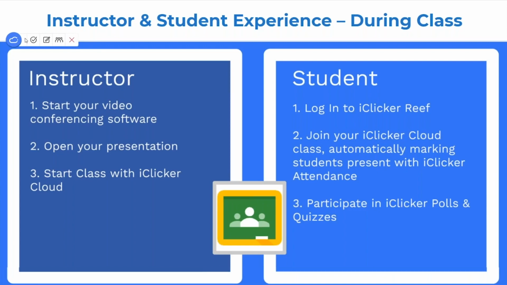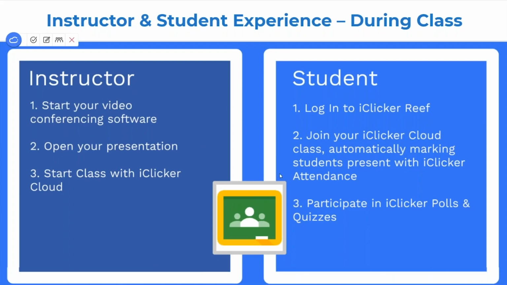And then for your students, they'll log into iClicker Reef. They're going to join your class just like you have done with this session. That'll automatically mark them as present in iClicker attendance. And what's nice is they get this little calendar, and every time they come to class, they get a green square. And if they miss a class, it's a red triangle. And you're going to have students who are really motivated to not get that red triangle. And, you know, anything that gets them to class is good.